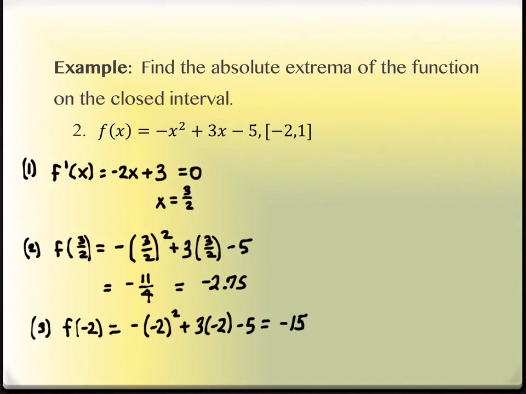Okay, good. We have one more. We're going to do f of 1. So we have -1 squared plus 3 times -1 minus 5. What does that one give us?